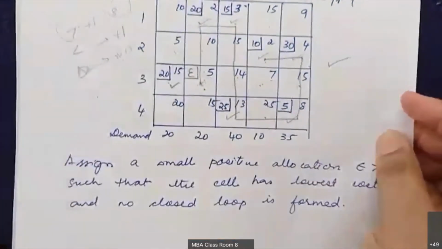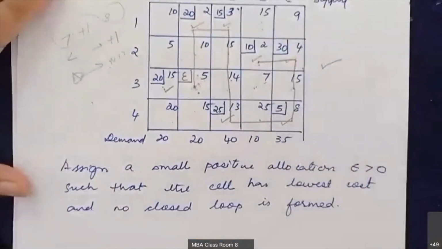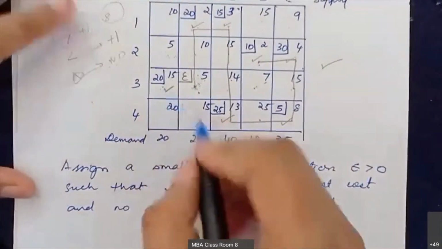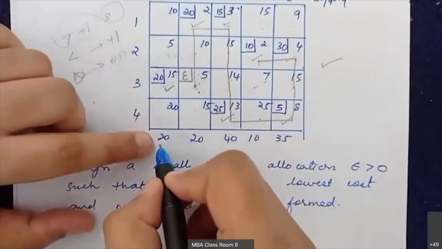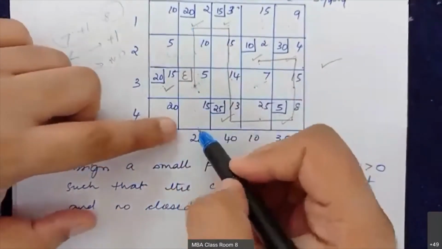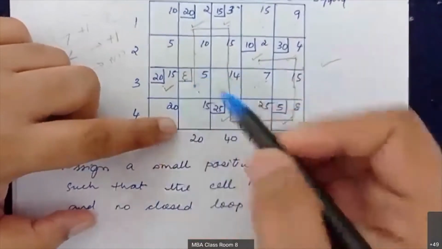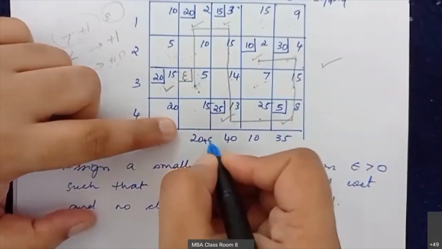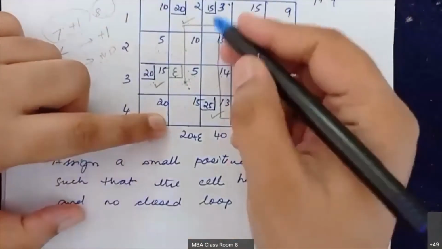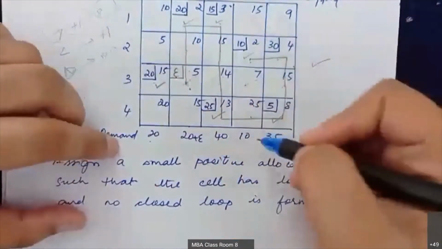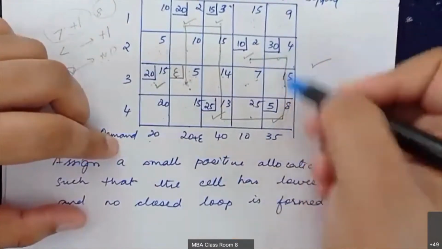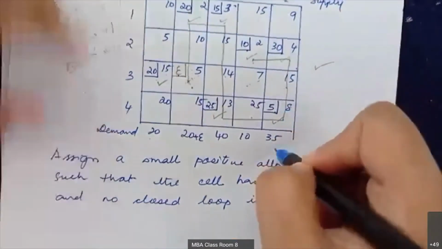Okay, so once this is done, now what we can do is, over here I will update my demand and supply values. Over here it is 20, so I have here 20. Now in this column here it is 20 plus epsilon. So I will write 20 plus epsilon value. Over here it is 15 plus 25, that is 40. Here I have 10, so I have written 10 here. Here I have 30 plus 5. My total demand is 35.